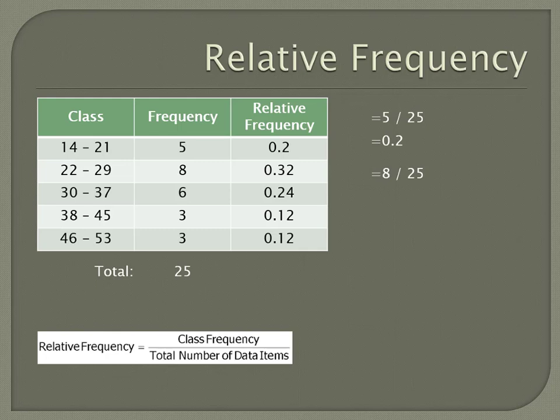The next class has a frequency of 8. So if I take 8 divided by 25, I get 0.32. And I can just continue doing this for the remaining classes, and that's where the rest of the values have come from. So for the third class, the relative frequency is 0.24. For the fourth class, it's 0.12. And for the fifth class, it's also 0.12.